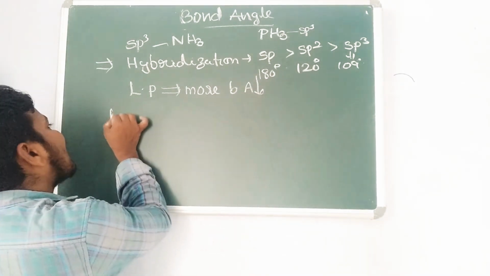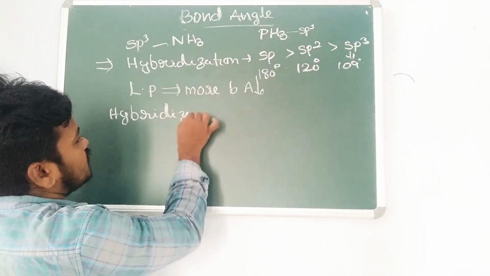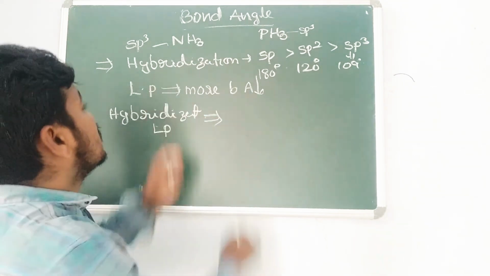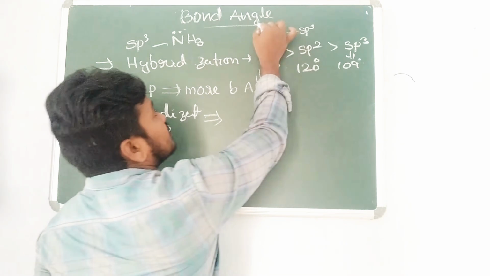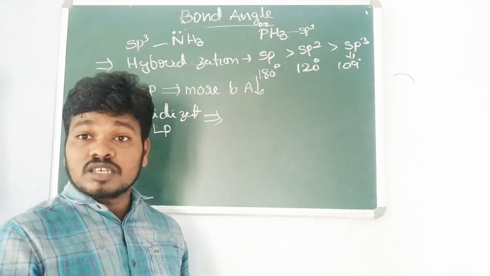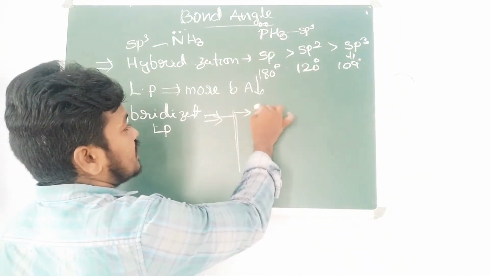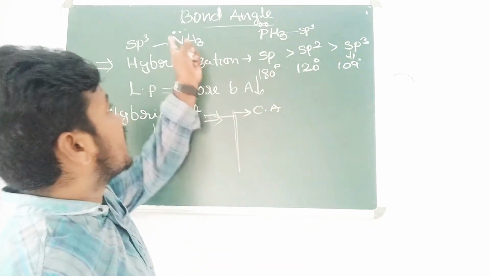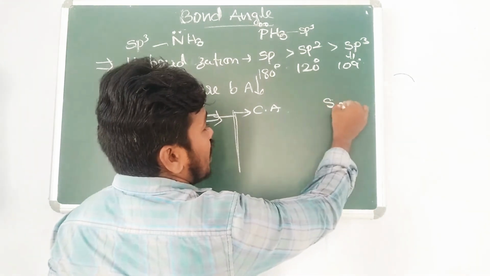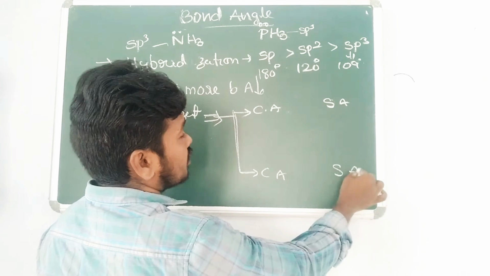So for example, hybridization is similar and lone pair is also similar. Here it is having one lone pair, here it is having one lone pair. Hybridization is similar, lone pair is similar. In this case what do we have to do? Every molecule has a central atom. The least electronegative atom is called the central atom, with surrounding atoms around it.